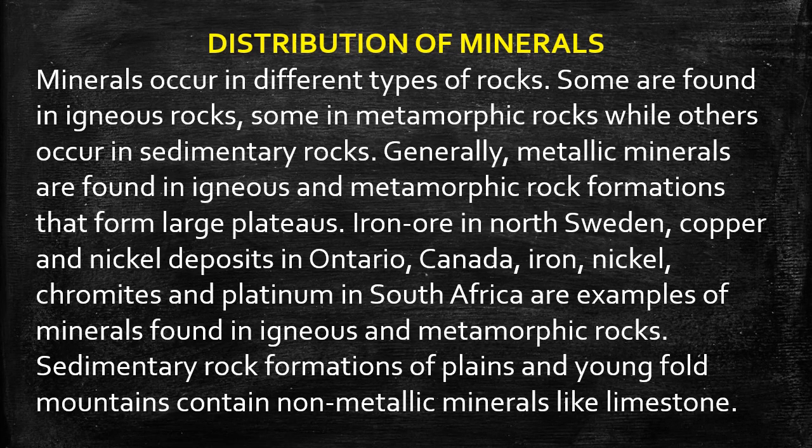Now, distribution of minerals. Minerals occur in different types of rock. You have studied in class 7 also the different types of rock: sedimentary rock, igneous rock, metamorphic rock. You have read and you know how igneous rock forms, how metamorphic rock forms, and how sedimentary rock forms. These minerals occur in different types of rock. Some are found in igneous rock, some in metamorphic rock, while others occur in sedimentary rock that forms by the breaking of sediments.